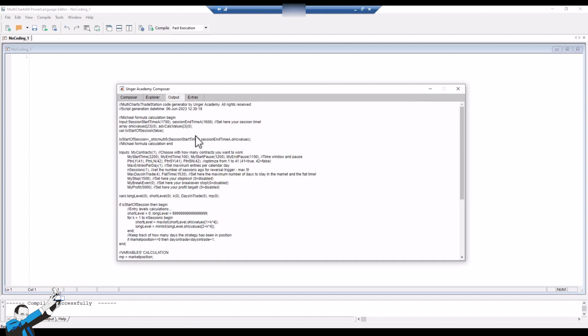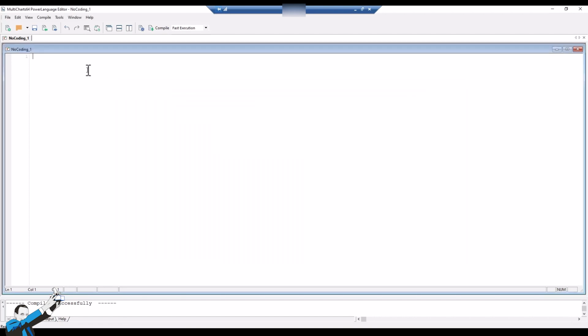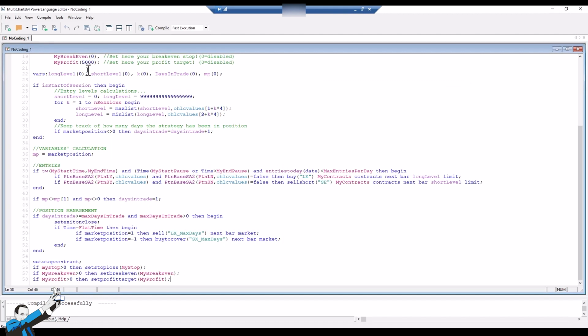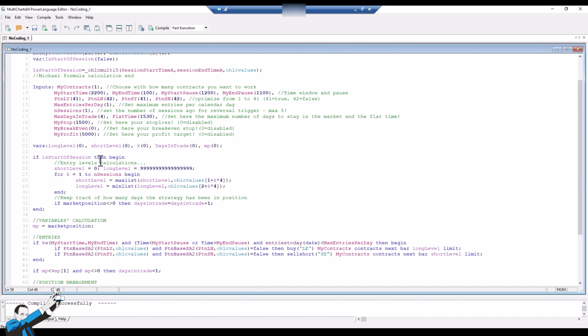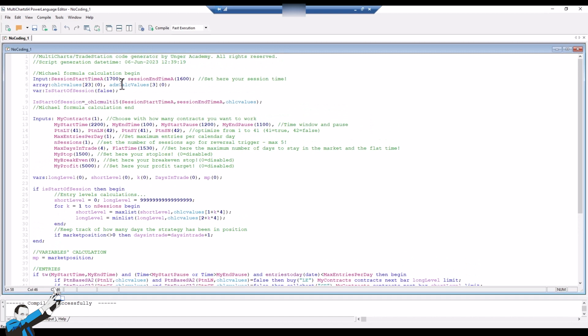Let's say that at first sight, this may mean nothing to us, so let's go and copy and paste it into the Power Language editor of Multicharts. In this case, we're using Multicharts as a platform, and the Power Language editor is the program in the Multicharts suite that we can use the code with. So we paste the code, we compile it, and see that the code has been compiled correctly. So we have no problems with creating the code, and now we can apply it to a chart.